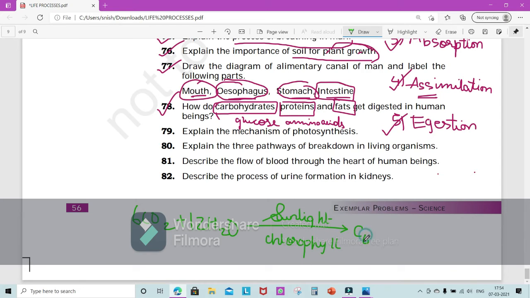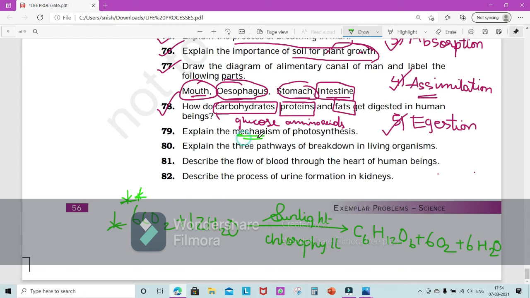Forms C6H12O6 plus 6O2 plus 6H2O. This is the equation. So this equation is very, very important. Okay, so let's write this, and then following this, the mechanism.